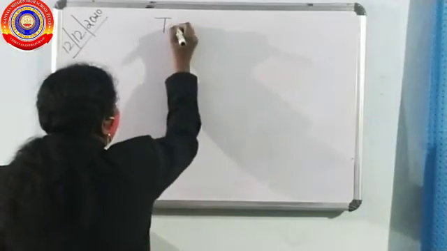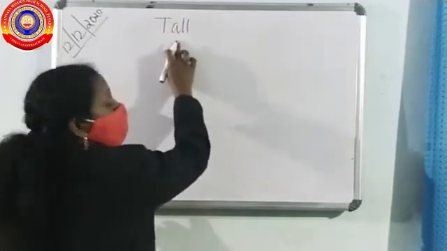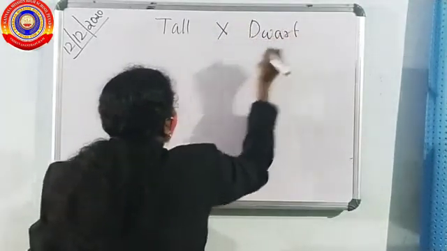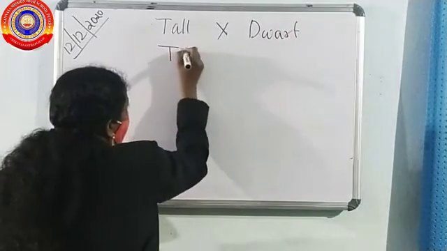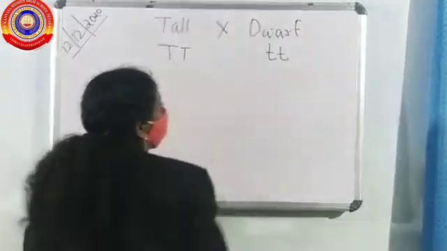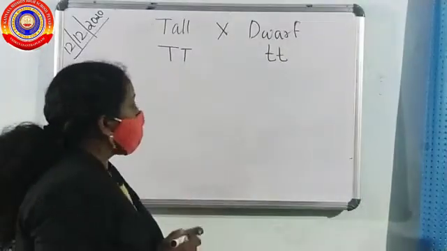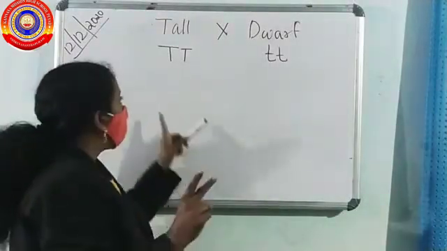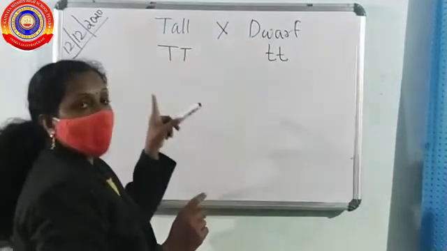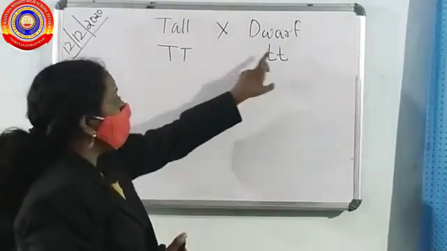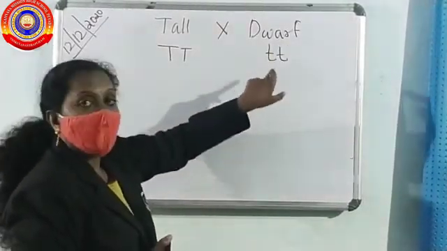Now, let's start the experiment with the character height, having the traits tall and dwarf. The allele for tall is capital T, and for dwarf is small t. Here, Mendel says that each character has 2 factors. For tall, the alleles are capital T, capital T. For dwarf, the alleles are small t, small t.